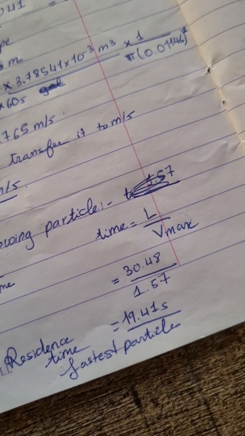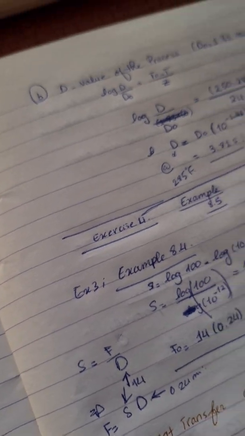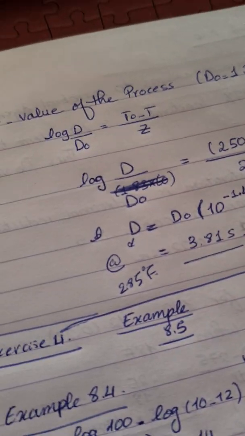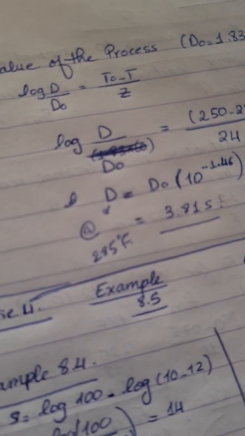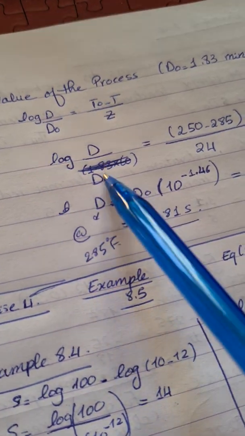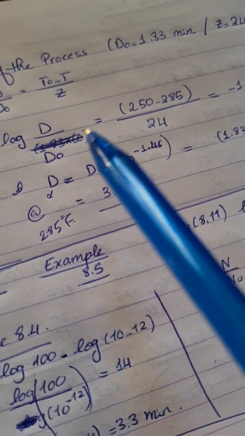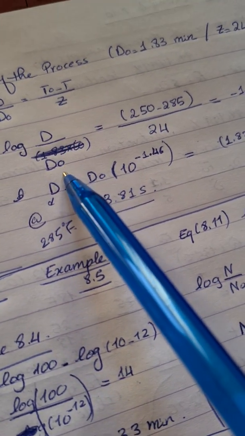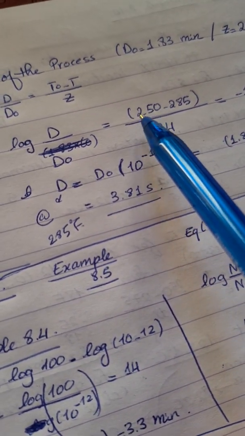Perfect. For the next part, which is calculating the D value of the process at D0 equals 1.83 minutes and z equals 24 degrees Fahrenheit, I'm going to use the following equation, which is log D over D0 equals T0 minus T over z. I want to find the D at the respective temperature, which is 285, and we said before that T0 for the sterilization, how much would it be as a reference? 250, from the previous exercise of 5.